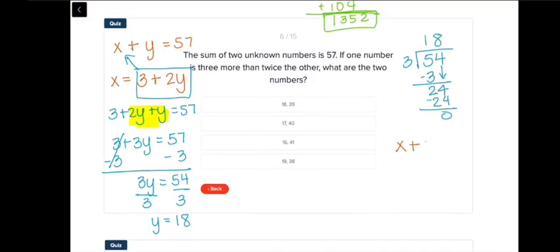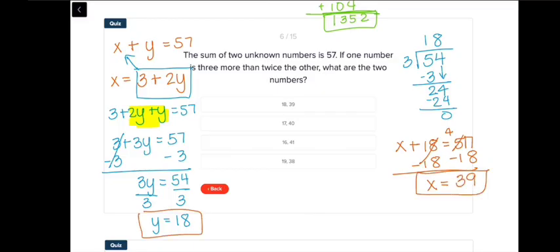So x plus y, we already know y is 18, has to equal 57. You subtract 18 from both sides, and we'll get that x is equal to, take 1 away, this becomes 4, this becomes 17. 17 minus 8 is 9, 4 minus 1 is 3. So the value of x is 39, and the value of y is 18.